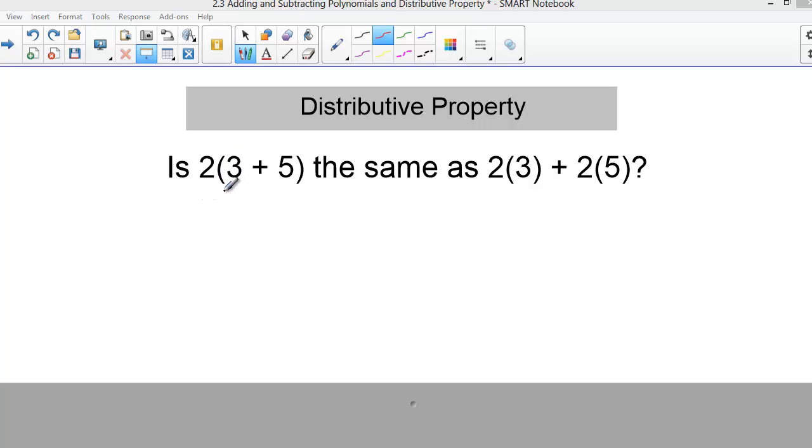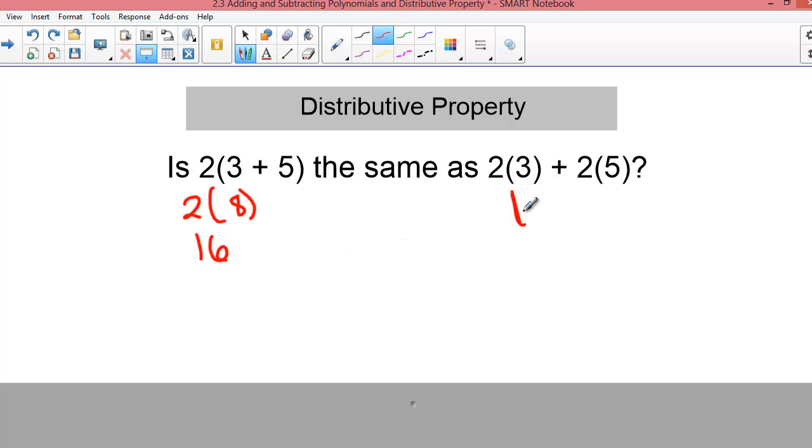Here's the proof, right? So 2 times bracket 3 plus 5 is 2 times 8, which works out to be 16, and 2 times 3, which is 6, plus 2 times 5, which is 10. Oh, 6 plus 10 is 16. So actually, if you were to pick any set of numbers in any combination, this works. So really neat, it's a way to cheat BEDMAS.